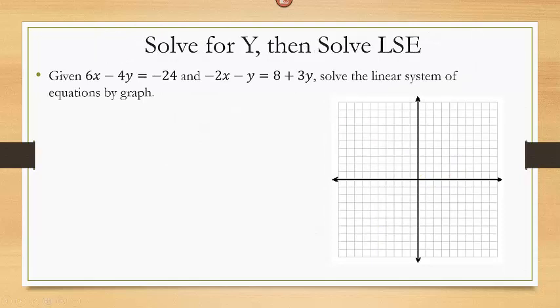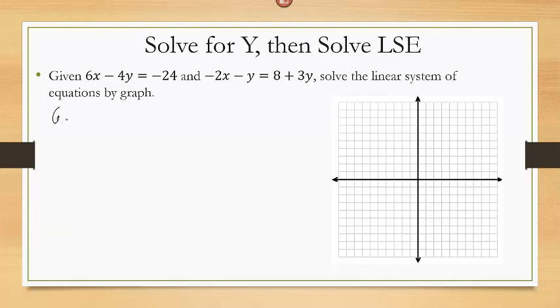Now we're going to solve for y and then solve the linear system of equations. So given 6x minus 4y equals negative 24 and negative 2x minus y equals 8 plus 3y, solve the linear system of equations by the graph. So let's first solve for y on both equations and then figure out our slope and our y-intercept. So let's write this here.